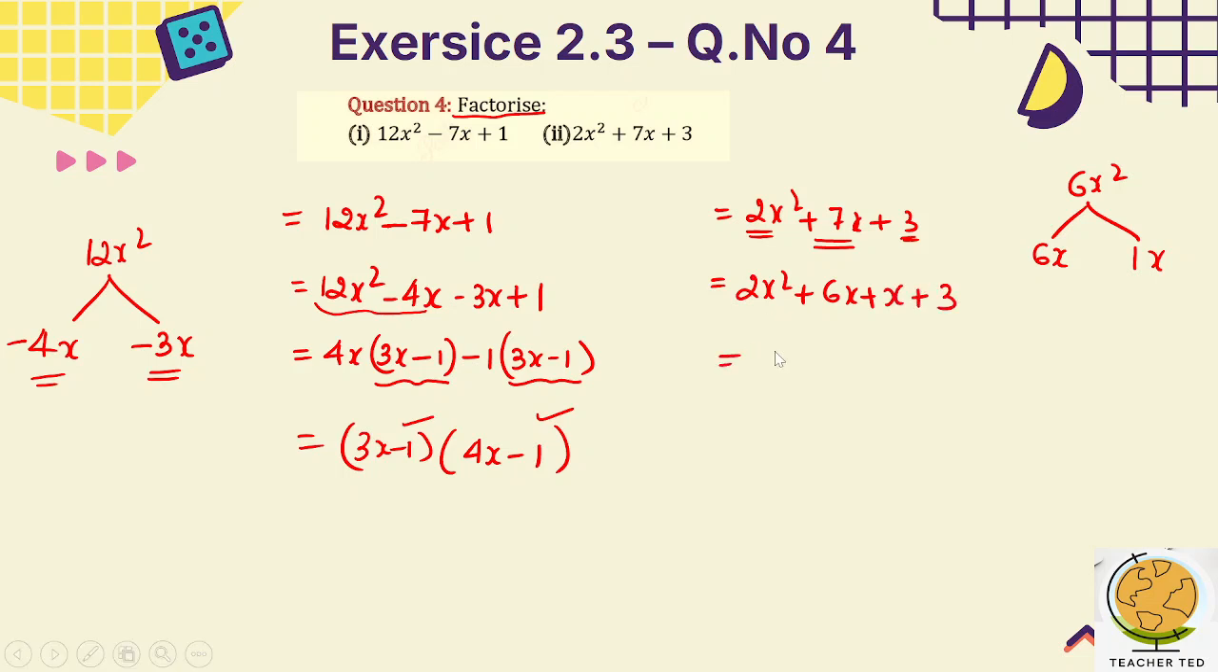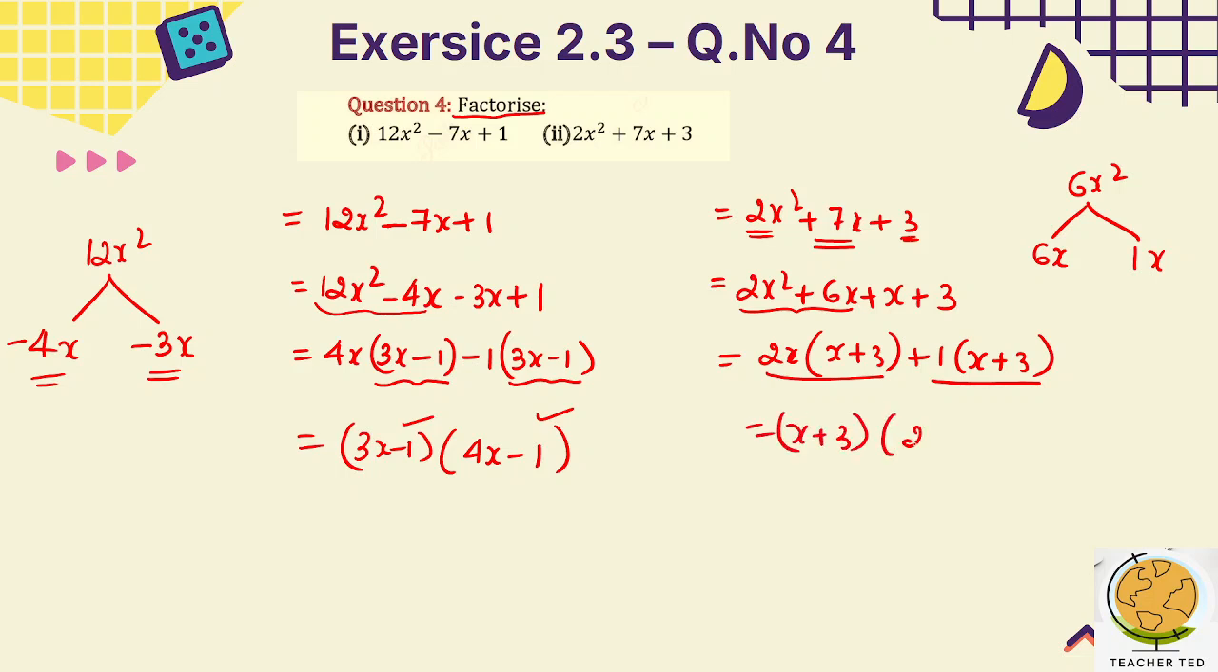Now you take out 2x common from the first two terms. It becomes x plus 3. Again, if you take 1 common, it becomes x plus 3. So in these two parts, x plus 3 is common. The remaining thing is 2x plus 1. So these two are the factors for the given equation.